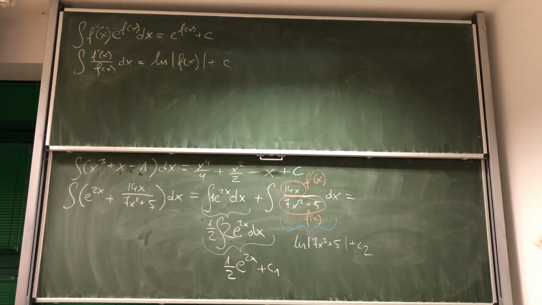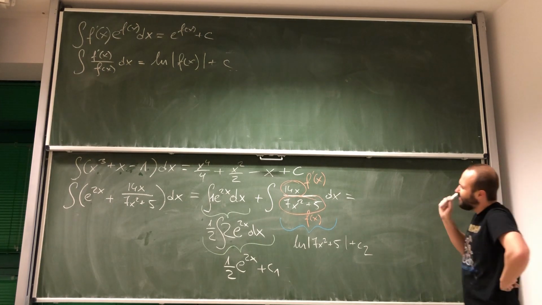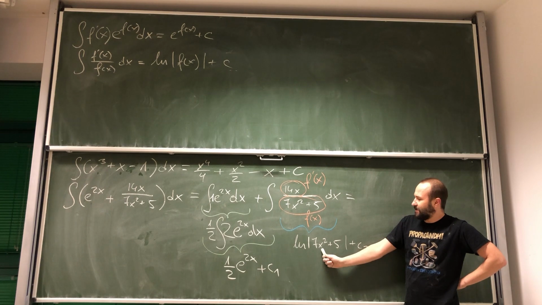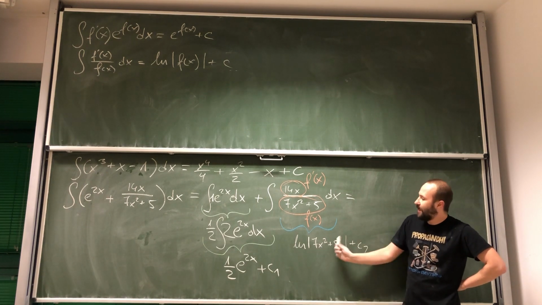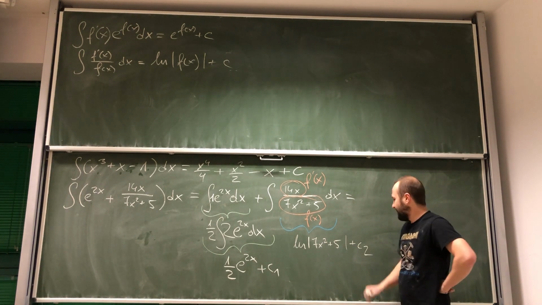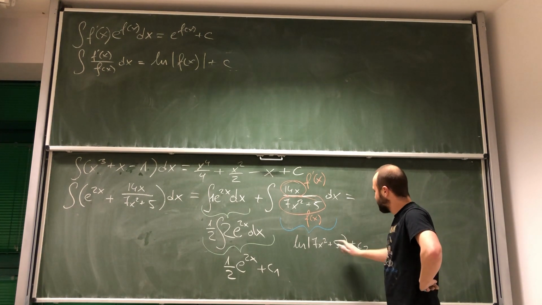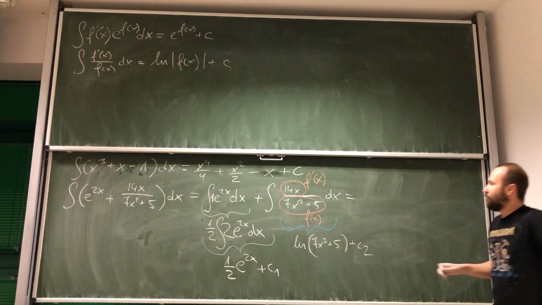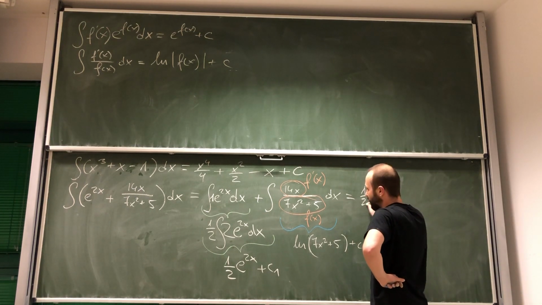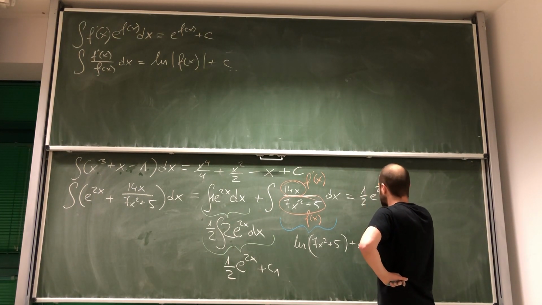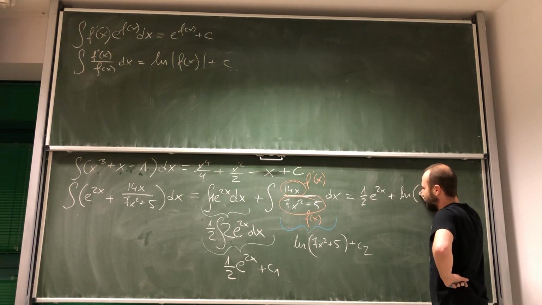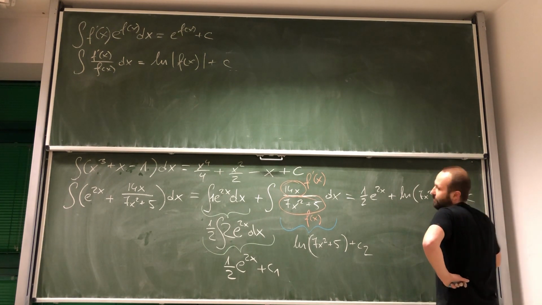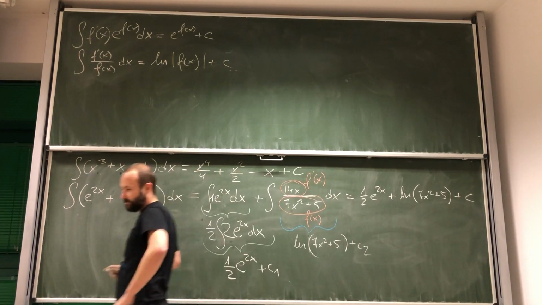But look, in this particular case, we see that there is no possible way in which 7x squared plus 5 could be negative. So I can just write it as that. And the final answer over here is simply 1 over 2 e to the power 2x plus natural logarithm of 7x squared plus 5 plus c.